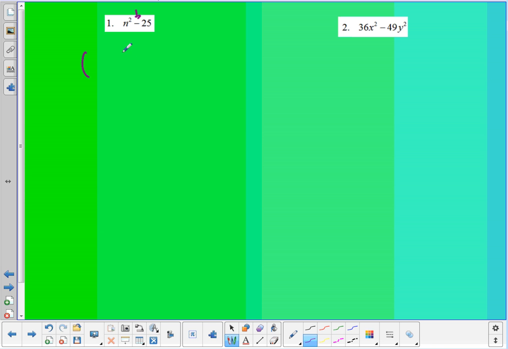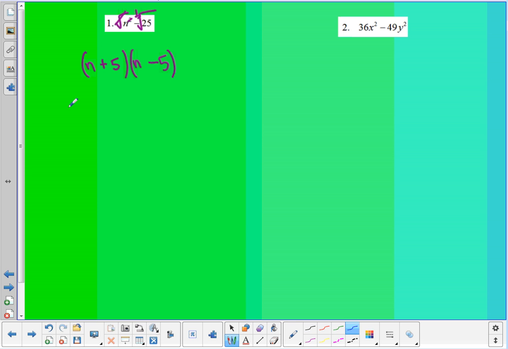So I'm just going to set up my pattern here. I know I'm going to have one that's adding and one that's subtracting. And by the way, you could have put the subtraction first and the adding second. It makes no difference. And then I take the square root. The square root of n squared is just n. This square root symbol cancels that power of 2. And then over here, the square root of 25 is 5. So I have an n plus 5 and an n minus 5.